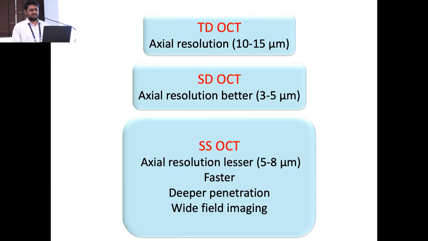In time domain OCT, the axial resolution is usually less, 10 to 15 microns. The older version has that, and the newer spectral domain OCT has a very good axial resolution. We can pick up many finer details using the spectral domain OCT. In swept source OCT, the axial resolution is comparatively a little less, but it is faster. It can take deeper pictures, and it can analyze a wide field. Even in hazy media, in cataract, it's very useful. But still, spectral domain OCT is the standard.